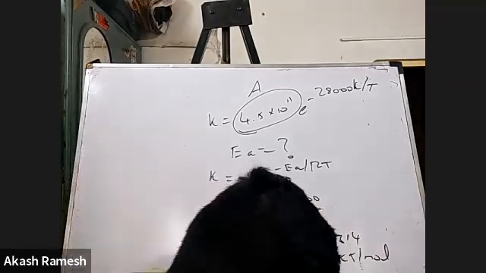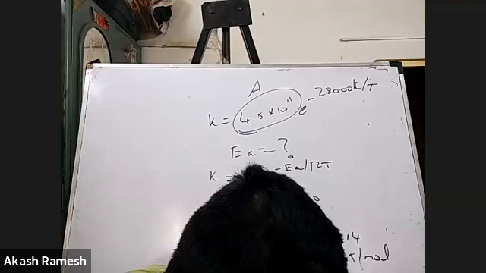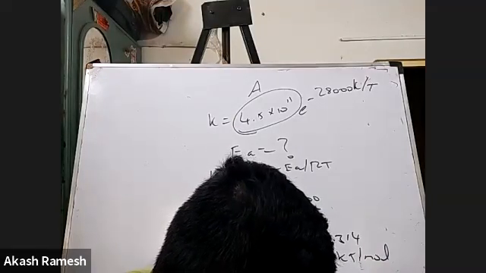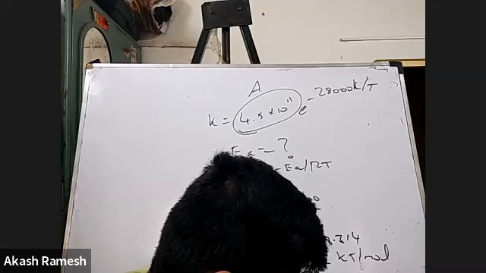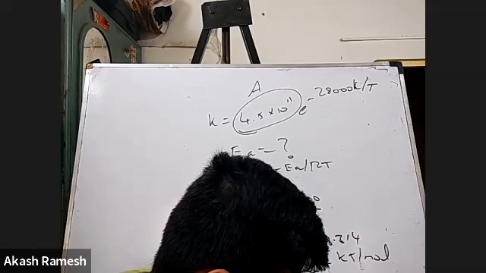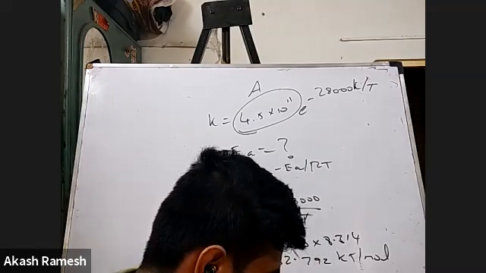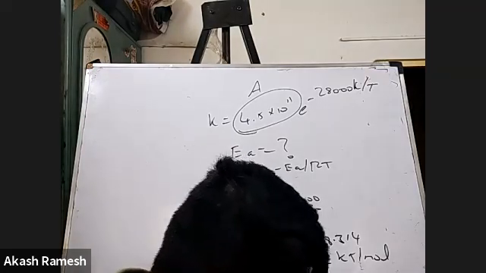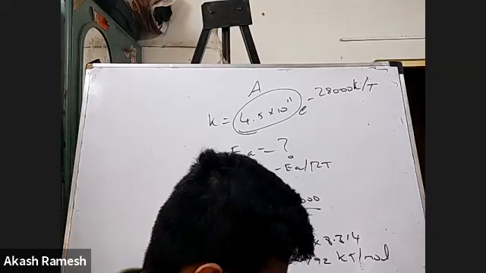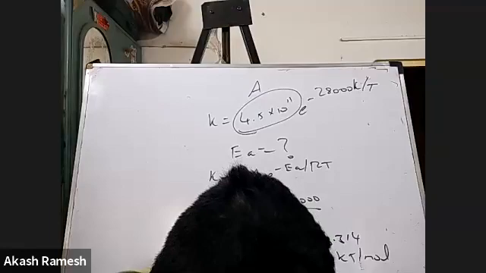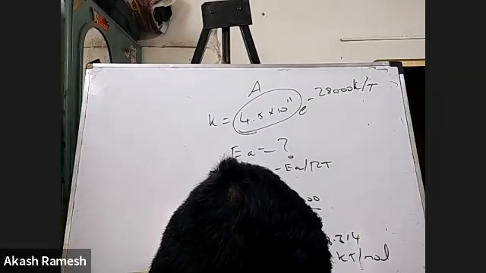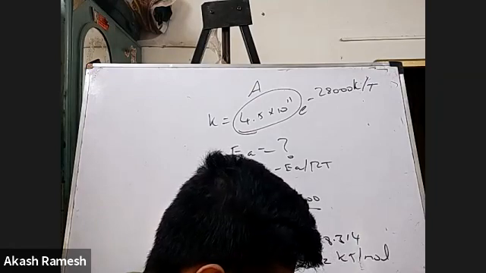Okay, your next question. For a reaction, the value of K is 4.5 into 10 to the power 3 per second at 10 degrees Celsius, and the activation energy is 60 kilojoules per mole.